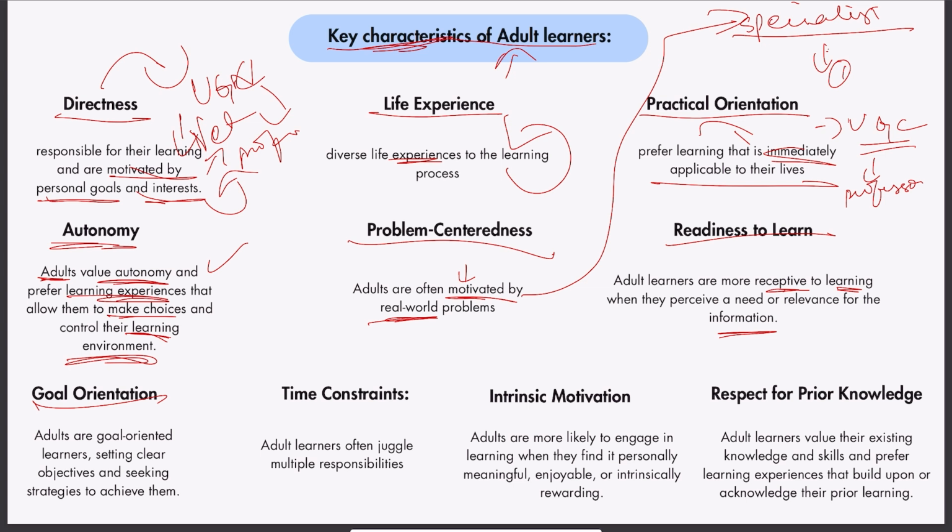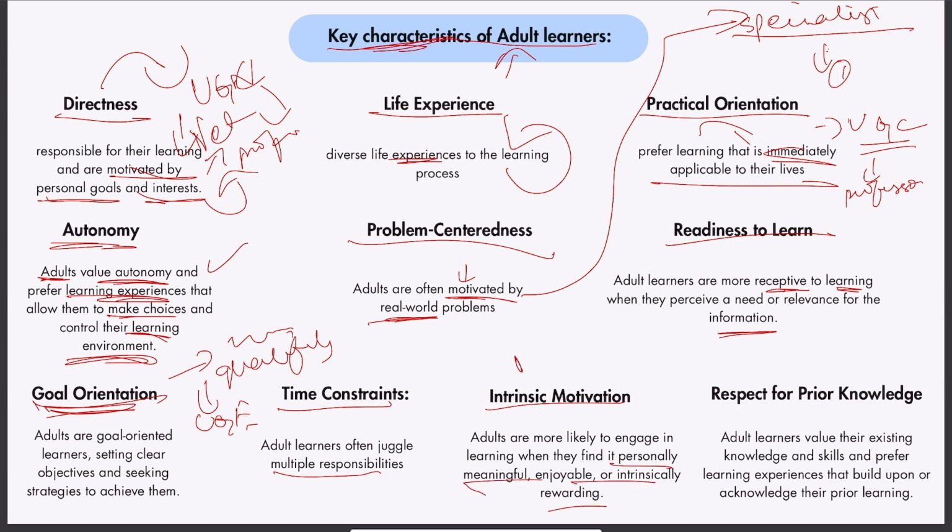We are goal oriented learners because we know what we need to do. We know we have to clear this exam because it's a qualifying exam. So we know we have to study this. So it's more goal oriented. Next, time constraint. Adult learners often juggle multiple responsibilities, and this is true for all of us.